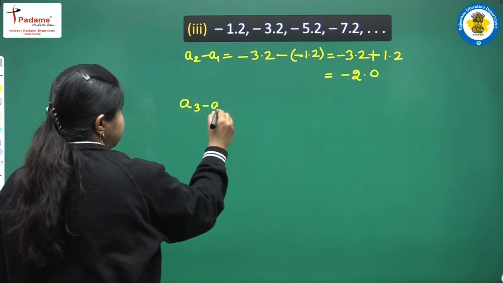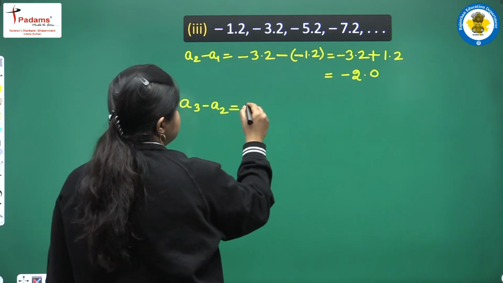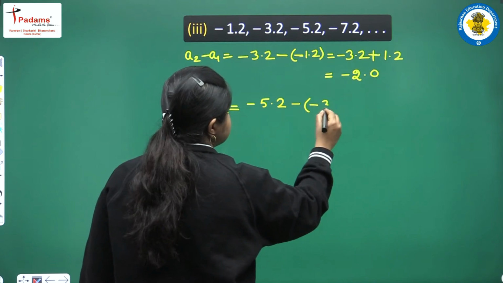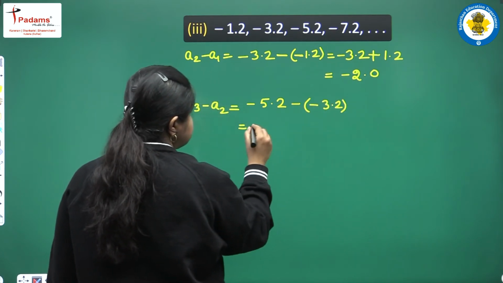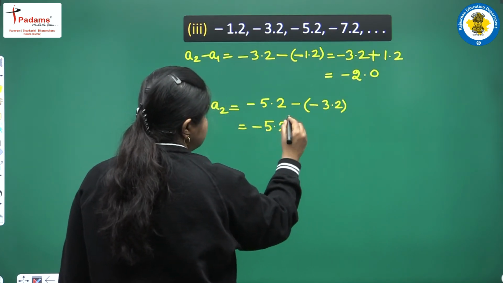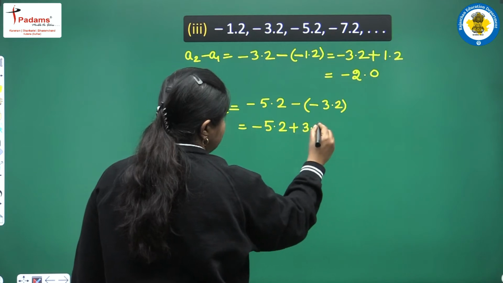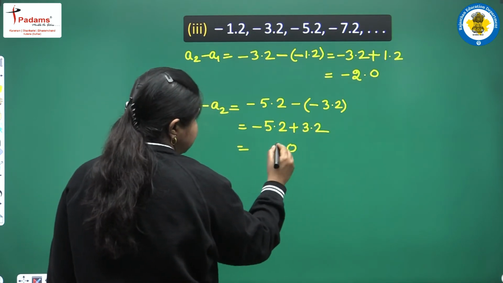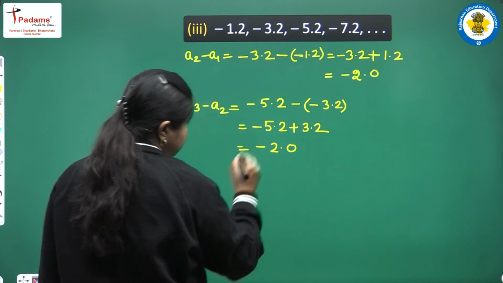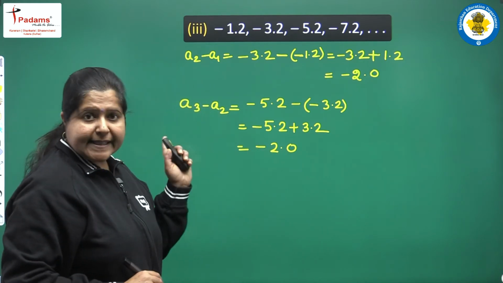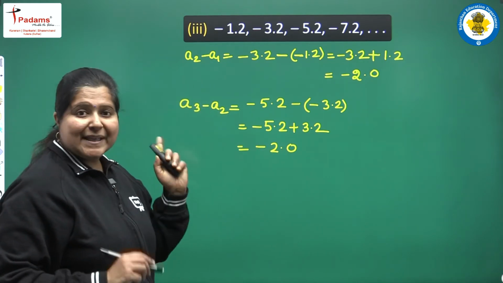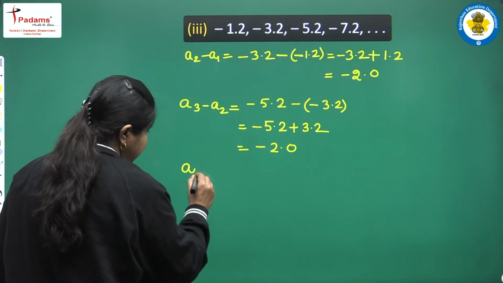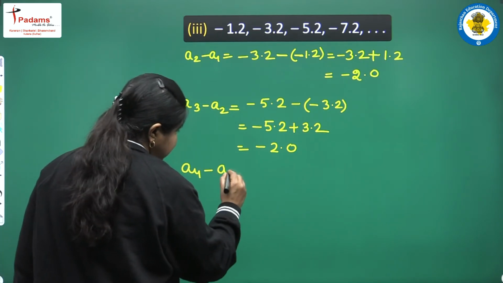A3 माइनस A2. A3 है माइनस 5.2 और इसमें से माइनस कर रहे हैं माइनस 3.2. दिस इज इक्वल टू माइनस 5.2 माइनस माइनस प्लस 3.2. इससे हमें मिलेगा 0 यहाँ एंड 5 माइनस 3 इट्स 2 एंड माइनस 2.0. आप सब्ट्रैक्ट करेंगे जैसे अभी हमने किया था तो आपको वापस से माइनस 2.0 या कह लीजिए माइनस 2 मिल रहा है. नेक्स्ट वी फाइंड A4 माइनस A3.